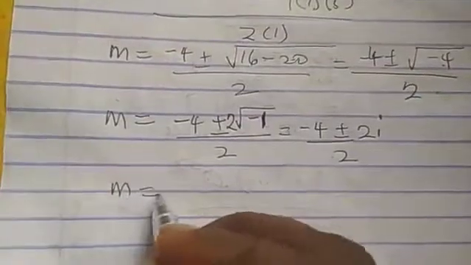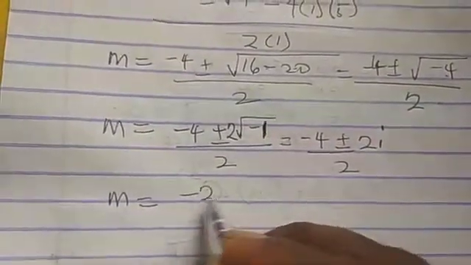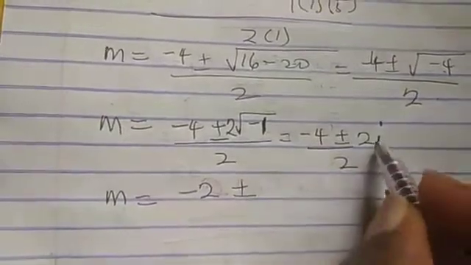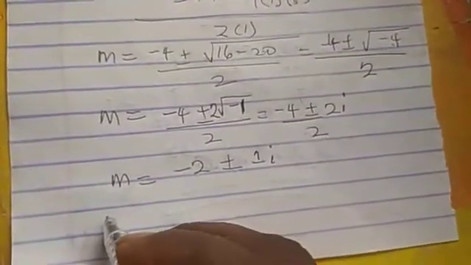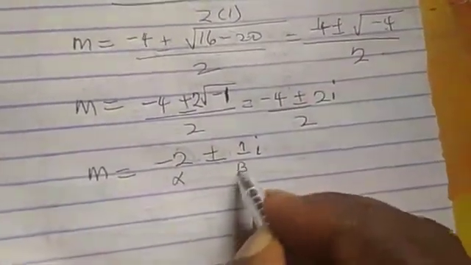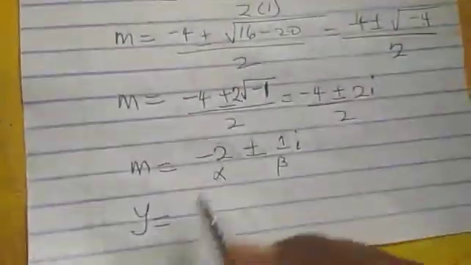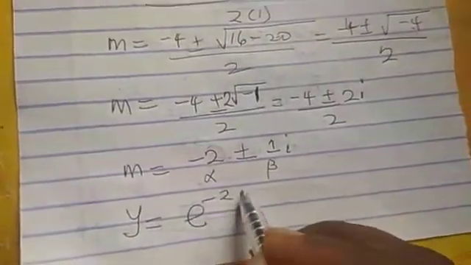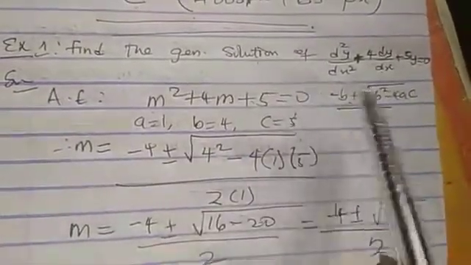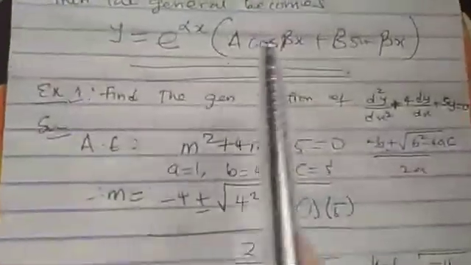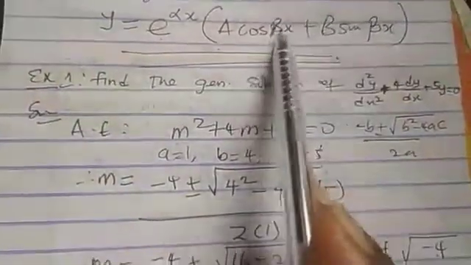So what we are saying is that if you divide both sides by 2, 4 divided by 2 is 2. This one is 2 divided by 2, that is 1i. You will now see that it is of this form, alpha plus i beta. So from that place, this is our alpha, this is our beta. Our general solution will now be exponential alpha x, exponential this, into A cos beta x plus B sin beta x.